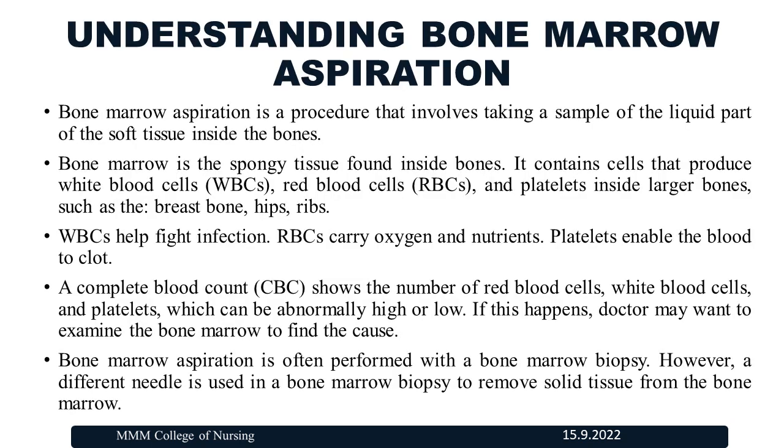Bone marrow aspiration is a procedure which involves taking a sample of the liquid part of the tissue inside the bones. Bone marrow is a spongy tissue found inside bones. It contains cells that produce white blood cells, red blood cells and platelets inside large bones such as the breast bone, hips and ribs. WBCs help fight infections. The RBCs carry oxygen and nutrients. The platelets enable the blood to clot.